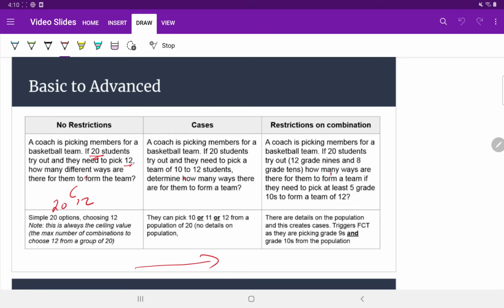In the second one, we've got some cases because they can pick between 10 and 12 students. So what that means is we have a situation where they go 20 choose 10, or they could pick 11, so that'll be 20 choose 11, or they could pick 12, 20 choose 12. I'm saying or each time because they could do the 10 or 11 or 12. I'm going to link that together with addition because each of those cases satisfies the condition. So I'm going to add all those options together, and that'll tell me how many different combinations there are.